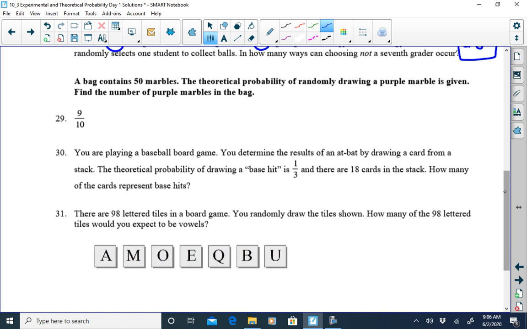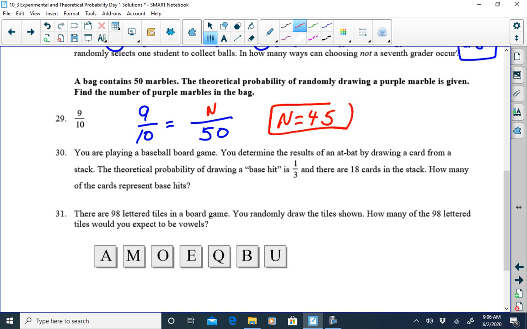Question 29. A bag contains 50 marbles. The theoretical probability of randomly drawing a purple marble is given. Find the number of purple marbles in the bag. All right, we did one of these as a multiple choice item, right? But now we're doing this as not a multiple choice. So if 9 marbles out of 10 are purple, how many marbles out of 50? Right? So we'll write and solve our proportion or use equivalent fractions. Either way, you're going to get n is equal to 45 purple marbles for question 29.